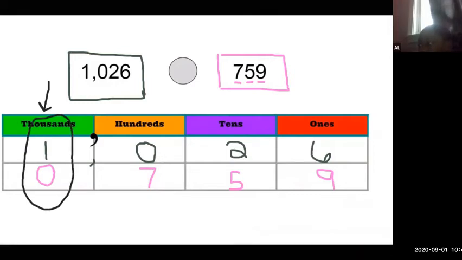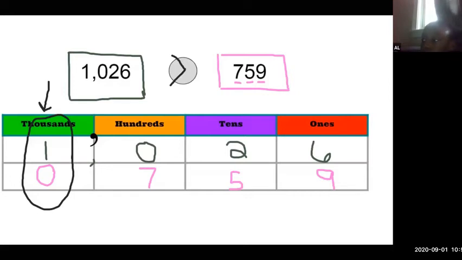Let's take a look. The first number, you can see we have 1,000. The second number, we don't have any thousands. So right away, we can tell that this number, the top number, is larger than the bottom number, which tells us that 1,026 is greater than 759.